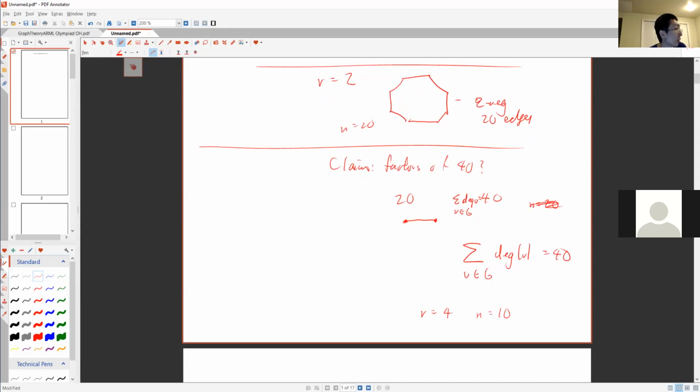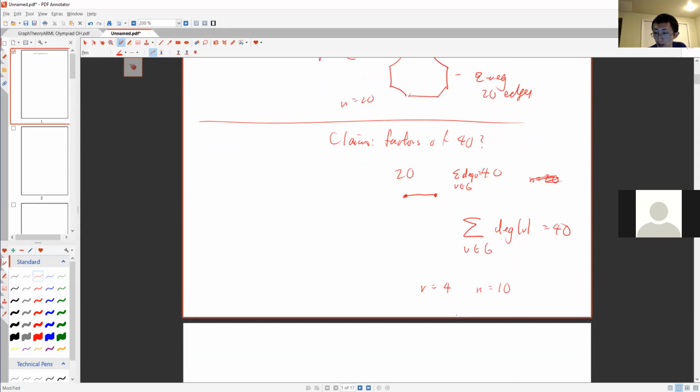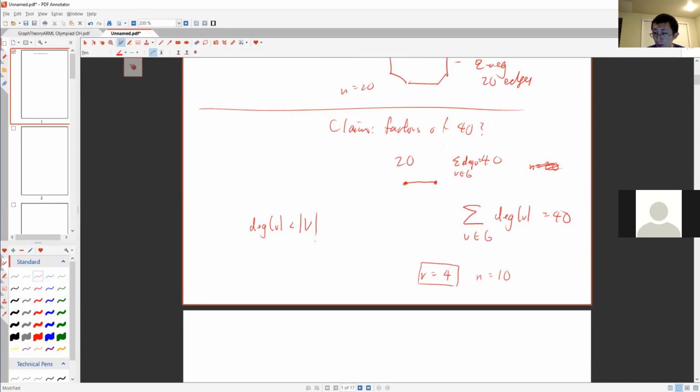So let's see, I guess one way you can construct, well, you guys should do the hard work. So how can we draw a graph with R equals 4? Okay, Sonak said we need vertices to be less than edges. Well, what do you mean by edges? Yeah, you mean degree, not edges. Yeah, we need R to be less than N. So the degree of each vertex should be less than the number of vertices. So not all factors of 40 work, but about half of them do.